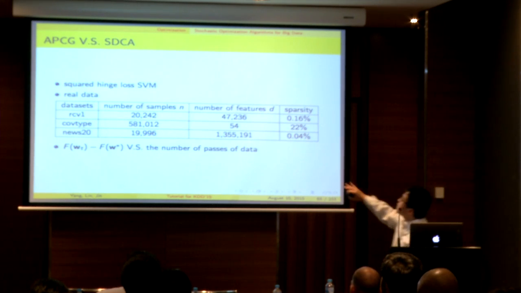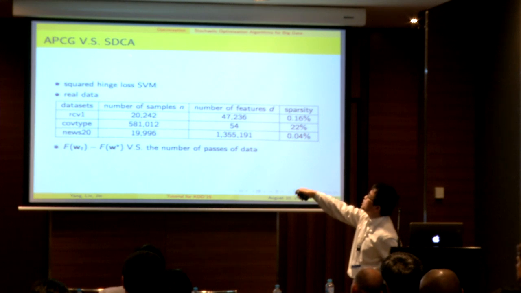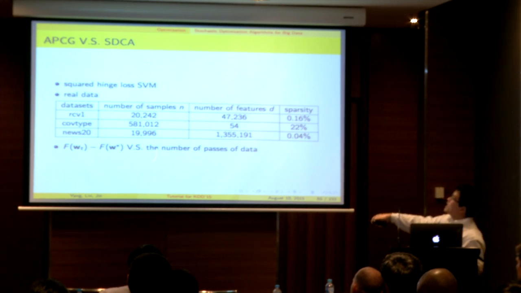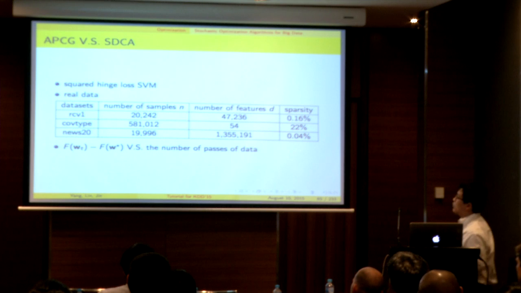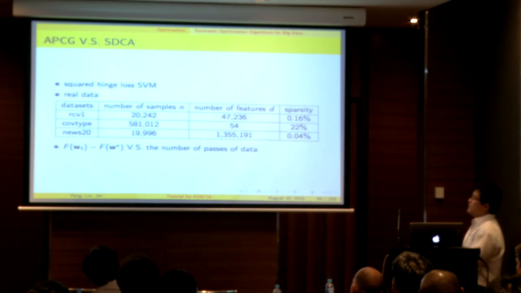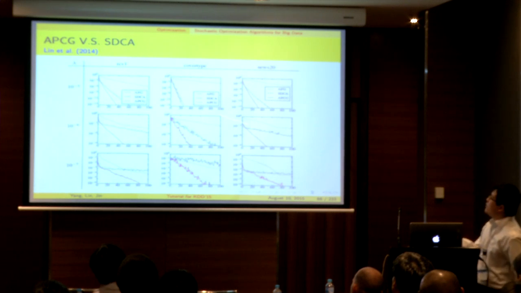So we compare APCG to its non-accelerated version, SDCA, on the following 3 data sets. These are for a classification problem. So we use this square hinge loss as an example we want to minimize. We plot the optimality gap against the number of passes of the data, which is the same thing as iterations. So its conclusion is very similar.